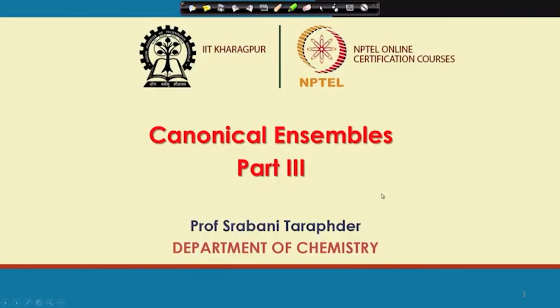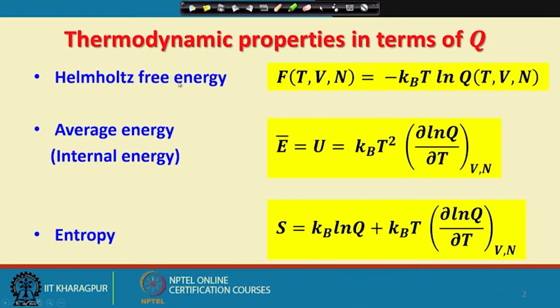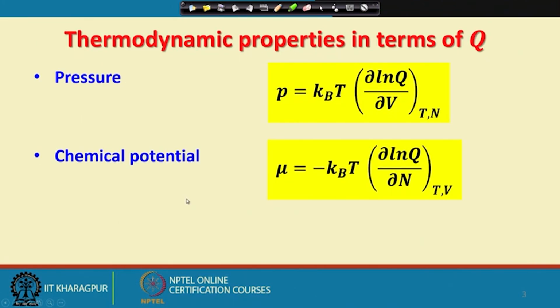Welcome back. In this lecture we are going to discuss the third part of canonical ensembles, where we have already seen that under a given condition of temperature, volume and number of particles, if I know the partition function, I can get the thermodynamic properties, where the relationships are listed over here: the Helmholtz free energy, average energy or the internal energy, entropy, pressure and even chemical potential.